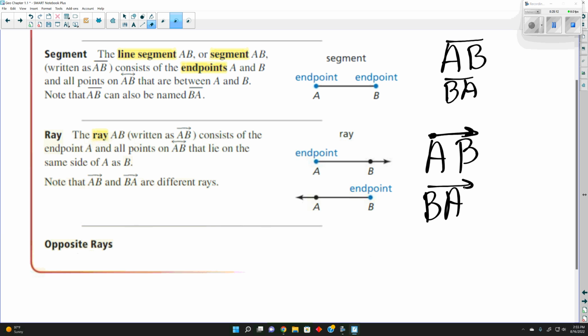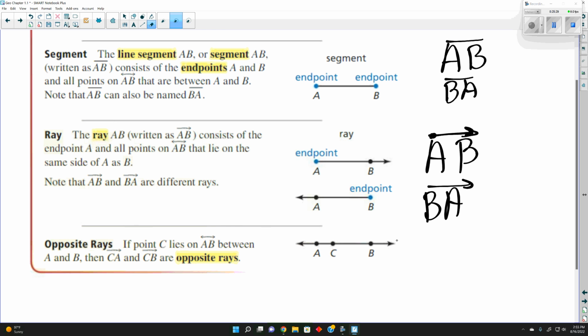And these two here are two completely different rays, because again, A is the endpoint here, B is the endpoint here. So they differ. But opposite rays make a line. Realistically, that's what opposite rays do. Two rays are considered opposite rays if they share a common endpoint and go in opposite directions. They make a line. Opposite rays make a line.